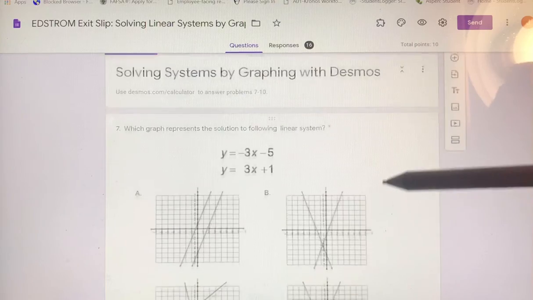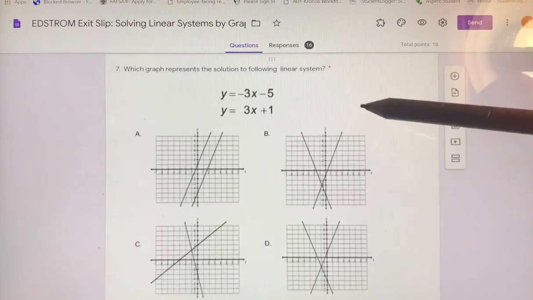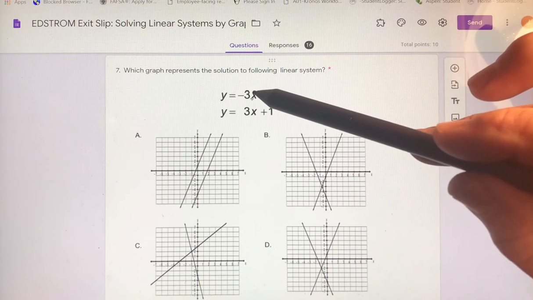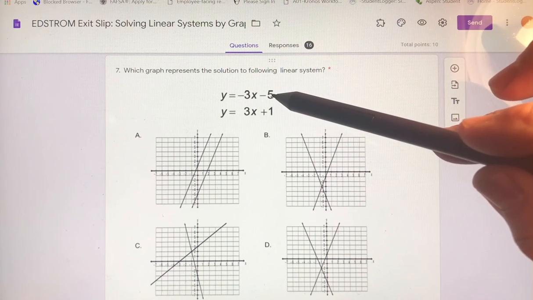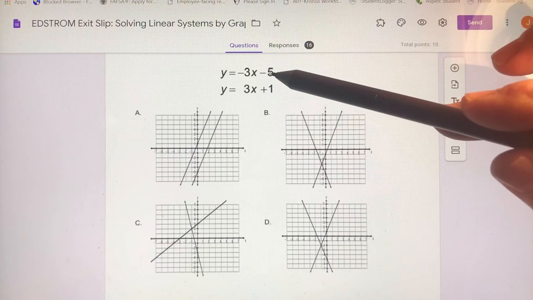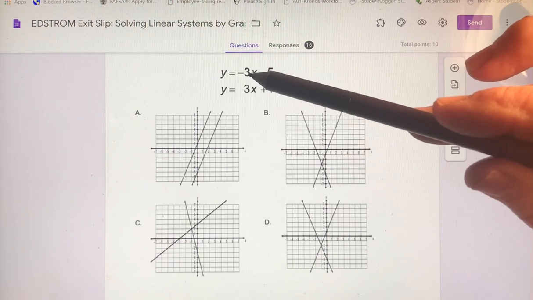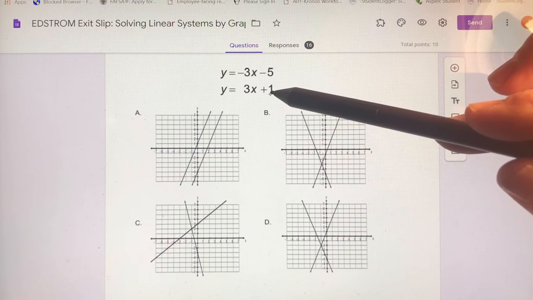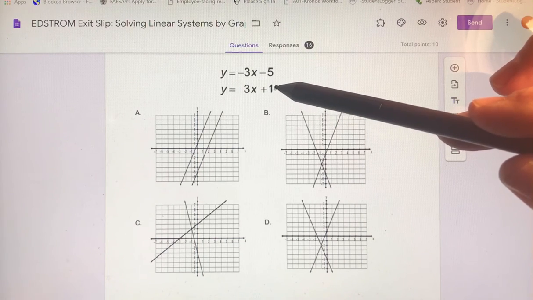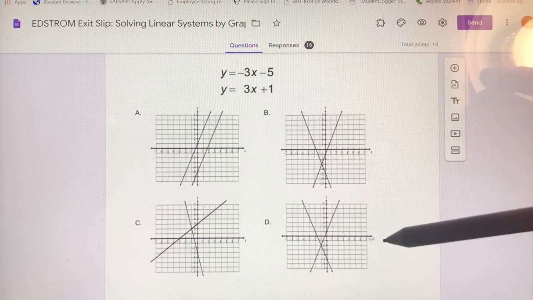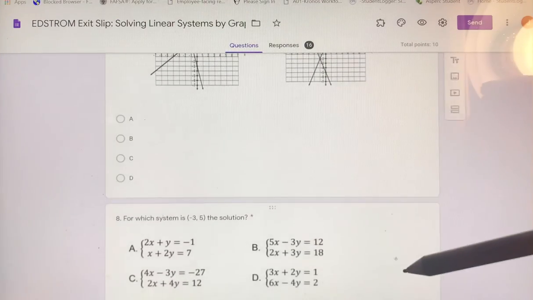Now in number 7, we're looking for which graph represents the solutions. -3x minus 5. That has an intercept of -5 and a slope of -3. This one has a slope of 3 and an intercept of 1. And it turns out that D is the correct answer here. It has the correct slopes and the correct intercepts.